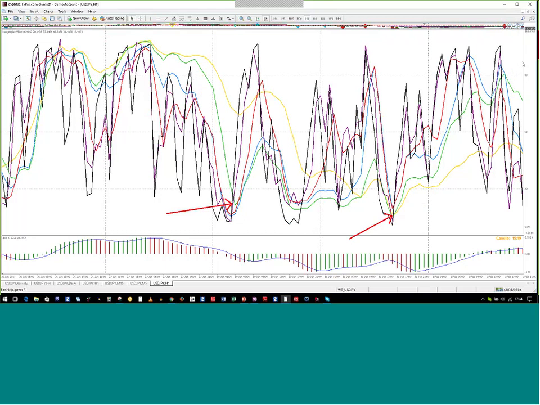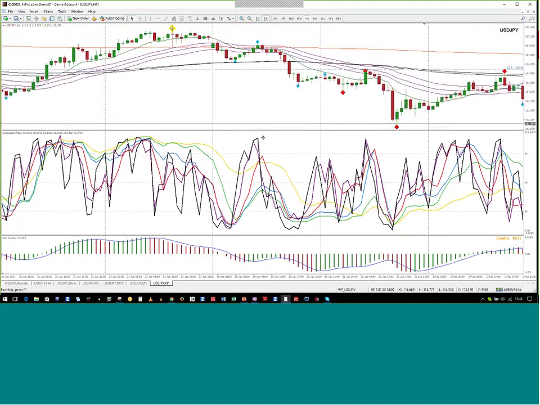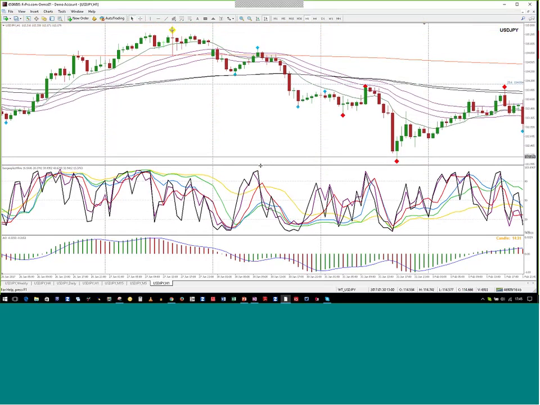Let's see if we're right. I'm assuming this is a trending move. So what did we say? We said price was above the tunnel. And down here we said price was below the tunnel. And at this point, we said price action is crossing the wave, so it is.